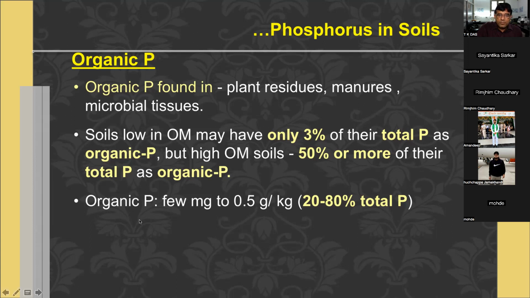So organic phosphorus may be a few milligrams to 0.5 gram per kg. Or you can say the range is 20 to 80% of total phosphorus may be organic. So it is not fixed anywhere. If you have more organic matter in soil, then organic P will dominate. If you have less organic matter, then the inorganic P may dominate.